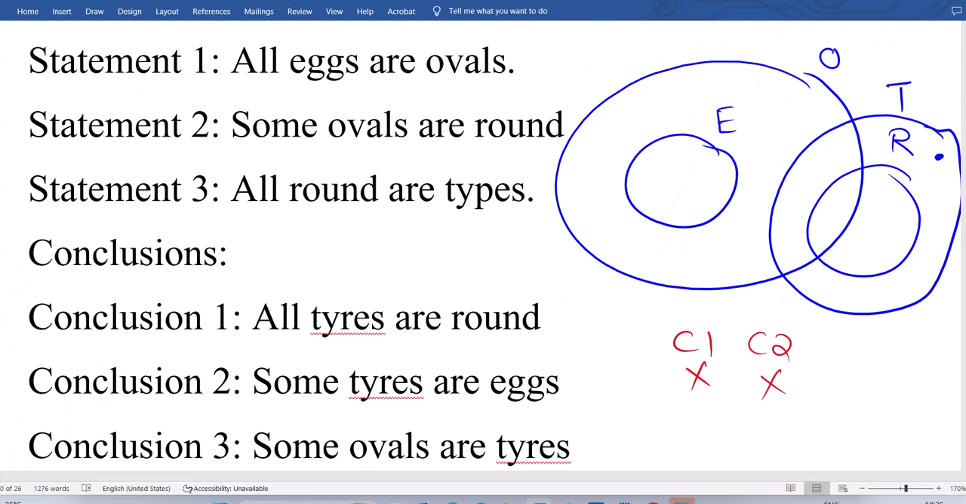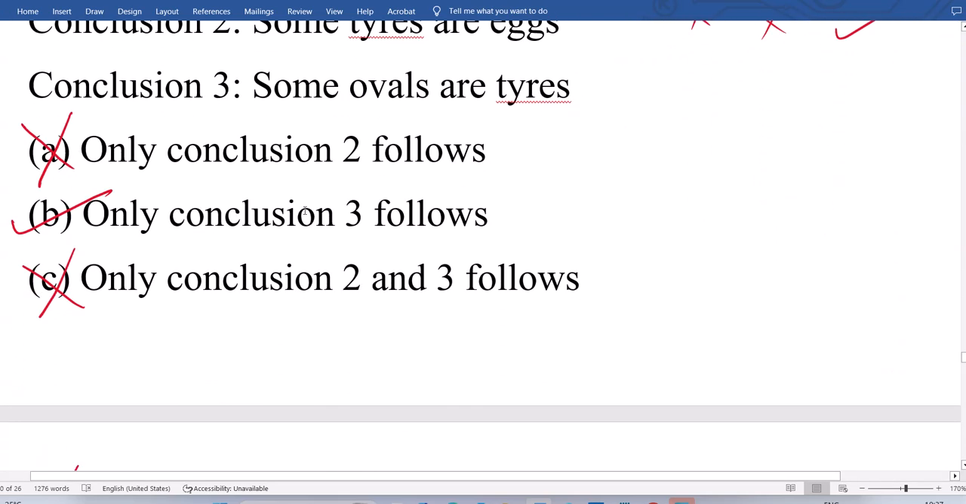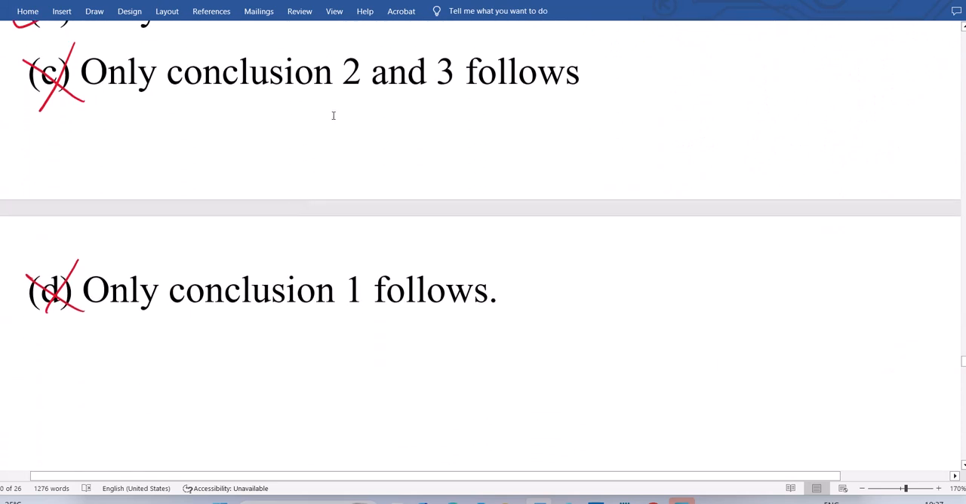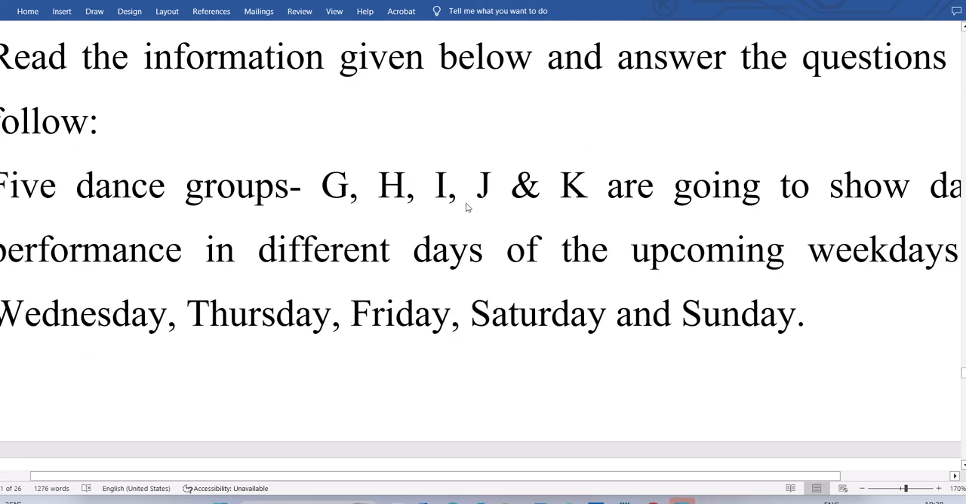You can observe some vowels are ties is true here. No need to go for multiple diagrams every time. Look into the options. Draw one diagram, look into the options. Without 1 and 2, there is only one option available. Conclusion 1 and conclusion 2 eliminated, so we have only one option called only 3 follows. Right? So there is nothing called none follows. Only 3 follows, go with option B. Let's see the next one.